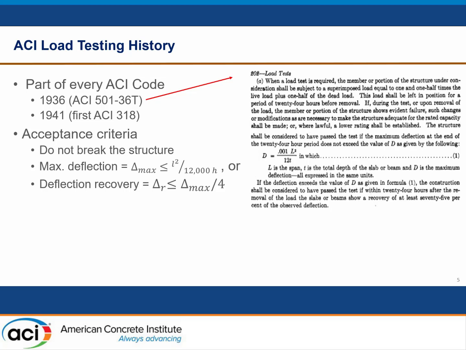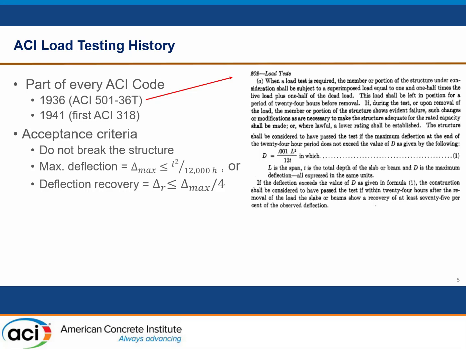So, as I mentioned earlier, ACI's really had load testing requirements since they started making building codes, which is 1936. 1941 was the first time it was called 318. And if you look at the acceptance criteria shown on the screen, it's almost exactly the same as the 1963 code. The only difference is that little L squared over 12,000 H. So basically we had equations in ACI 318-14 that have been almost the same acceptance criteria for like 80 plus years. It's pretty amazing. And this L squared over 12,000 H is interesting.